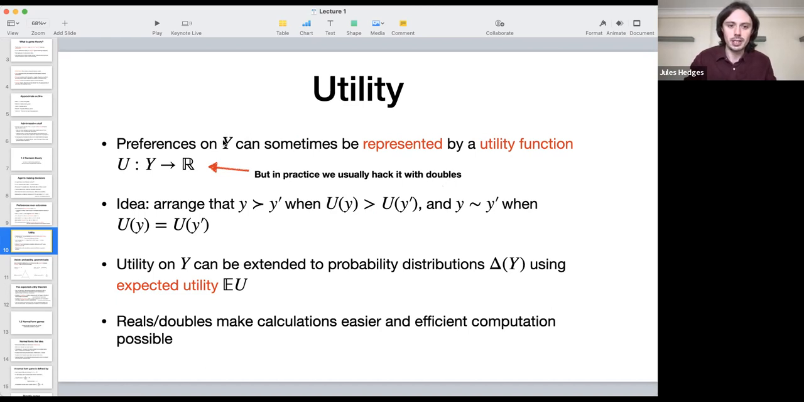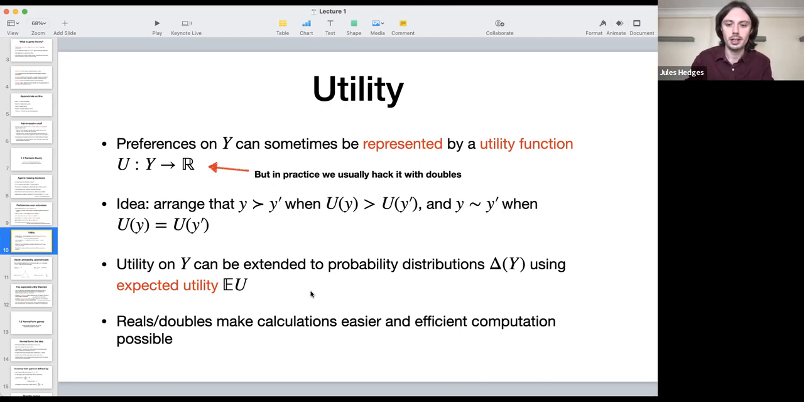So this is a thing that you can sometimes do satisfactorily and sometimes you can't do. The idea is that we're going to arrange things so that if you have any pair of outcomes with one strictly preferred to the other, that happens precisely when the utility is greater numerically. So this is an inequality of ordinary numbers, and that indifference happens exactly when these numbers are equal.